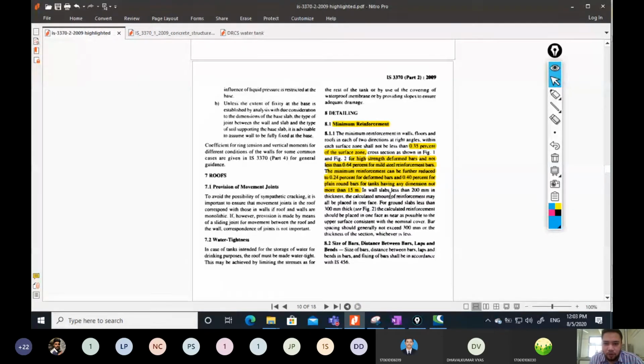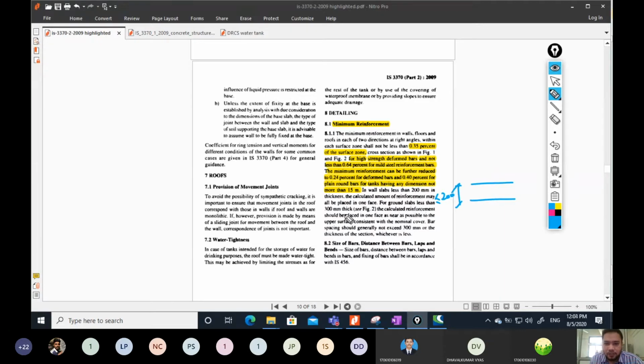Now, in wall slabs less than 200 mm in thickness, the calculated amount of reinforcement may be placed on one face. So if the thickness of the member is less than 200 mm, you can provide the reinforcement in one layer only. It is your choice to provide it on both faces or in one single layer. But if it is more than 200 mm, then you have to provide the reinforcement in two layers.